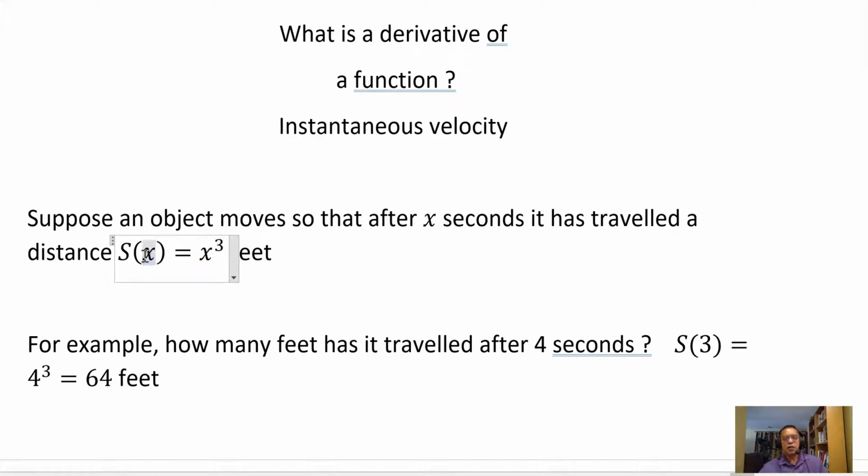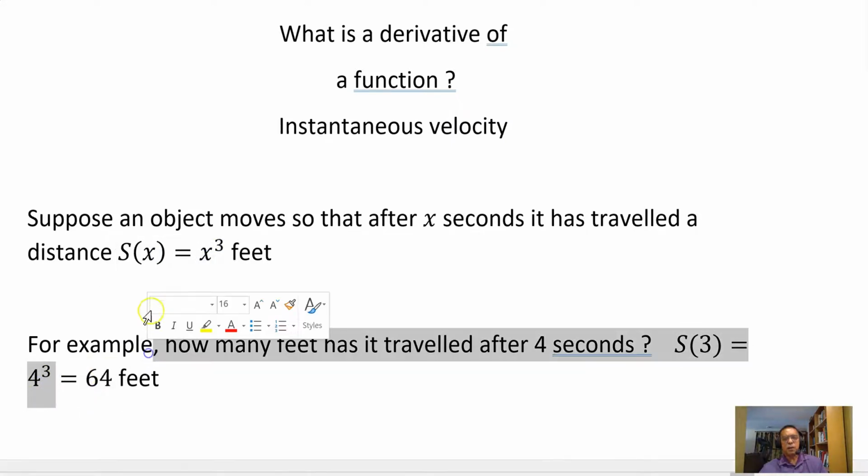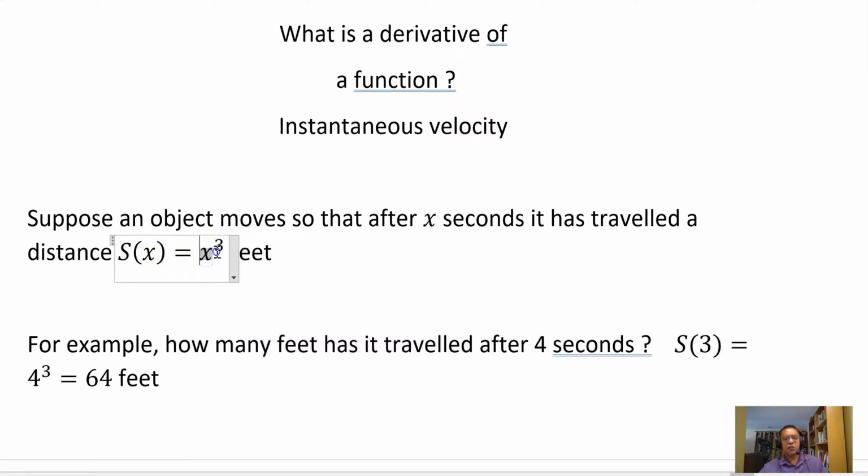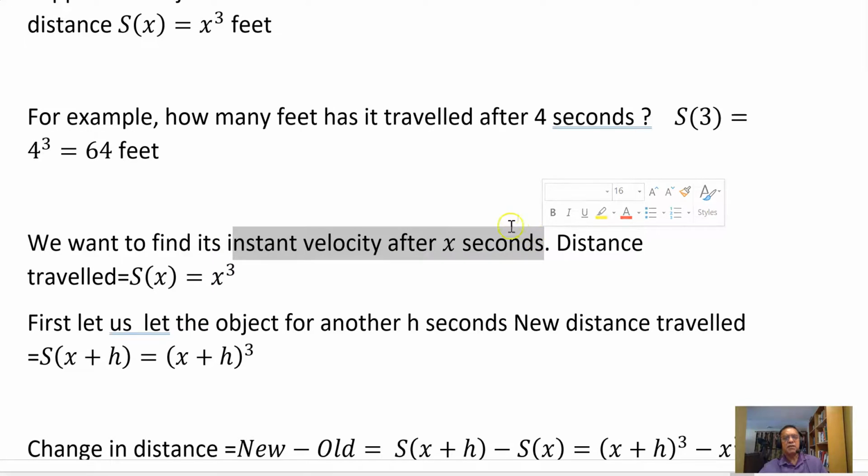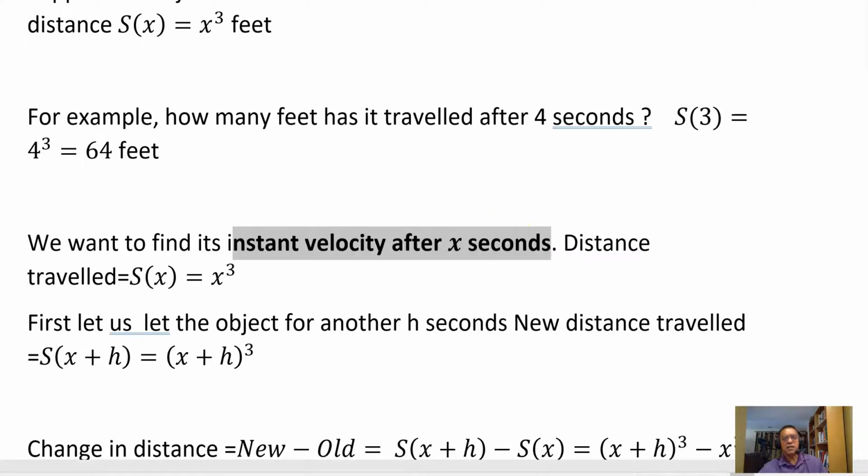Okay, now suppose you want to find out how far the car has moved after 4 seconds. You put x equals 4 here, you get 4 to the 3, which is 64 feet. So by plugging in different values for x, different times, we can actually find out how far it has traveled during that time. Now suppose our target is to find the instant velocity after x seconds. Okay, so at x seconds, we want to find out the instant velocity.